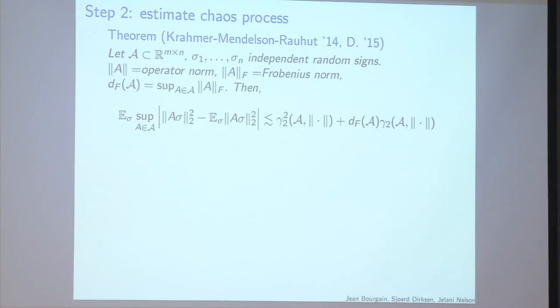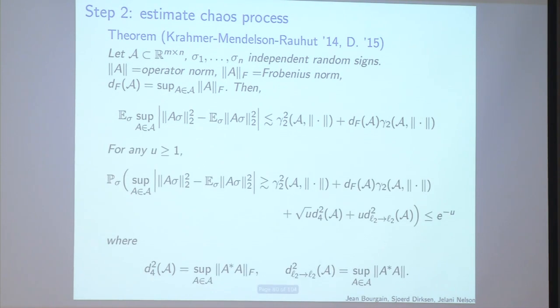And then what they showed is that I can estimate this expected sup by the gamma 2 functional squared of this set of matrices with respect to the operator norm, plus the radius in the Frobenius norm of this set times this gamma 2 functional again. Okay, and the corresponding tail bound looks as follows. So this is an upper tail bound, so this term is the same as this, so it's simply the upper bound for the expected value.